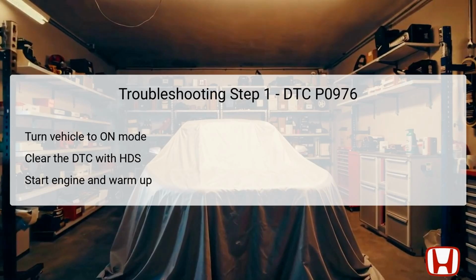First, put the vehicle into the on mode, which activates the vehicle's electrical systems without starting the engine. Once in this mode, use the Honda Diagnostic System, HDS, to clear any stored DTCs, including P0976, from the PCM's memory. After clearing, start the engine and allow it to reach normal operating temperature, indicated by the radiator fan cycling on twice. This step ensures that all components are operating within the designated temperature range.